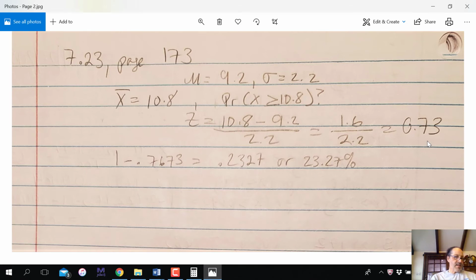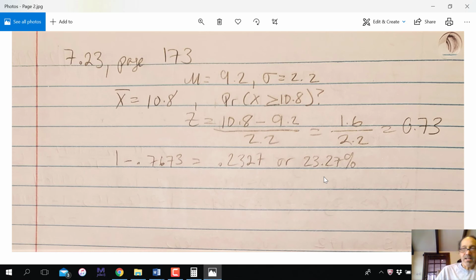And I get 0.7673, right? So that's the percentile. This is the proportion of individuals at or below a z value of 0.73. To find out the proportion that's above that, and again, they're mutually exclusive, either you can be below or above, we subtract that from 1. So it's 1 minus 0.7673, you get 0.2327 or 23%.